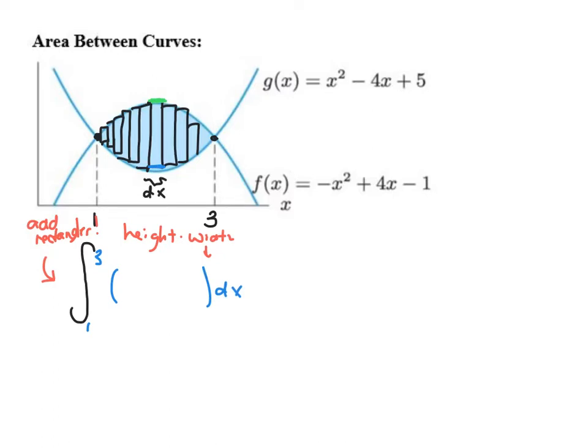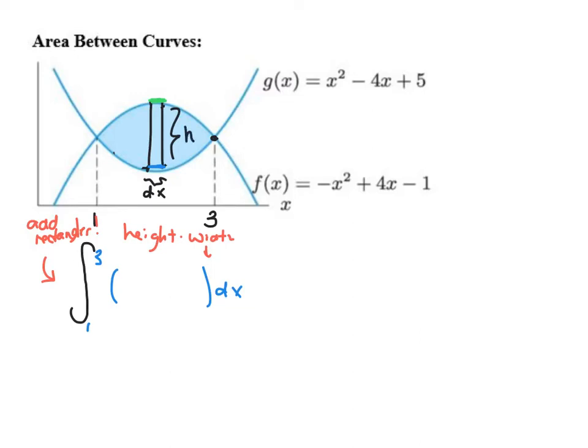I'm going to erase some of these old rectangles just so we can see the one that we're looking at. Let's say we're looking at just this one in the middle as an example. So the width is dx. If I wanted to find the height, well, the height is very easy to see on the picture. The height is right here. I'm going to label that with an H for height.